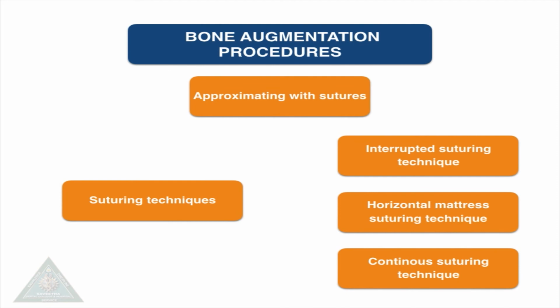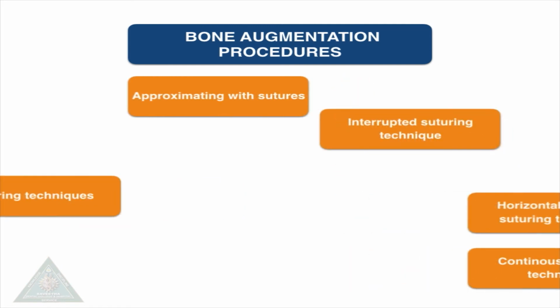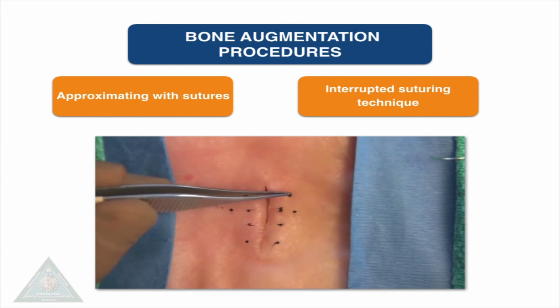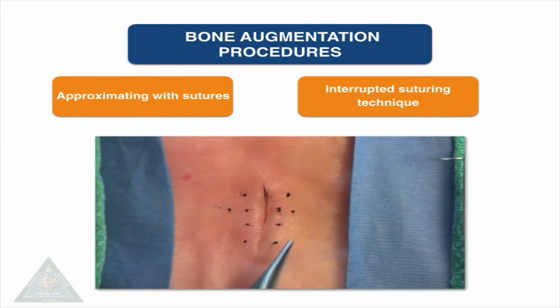And now let's come to approximating it with sutures. There are different suture techniques. The first one is the interrupted suturing technique, the second is the horizontal mattress suturing technique, and the third is the continuous suturing technique. This video demonstrates the interrupted suturing technique.